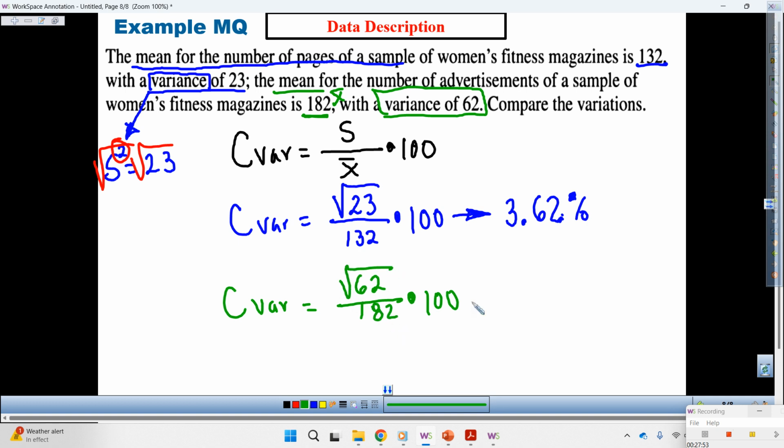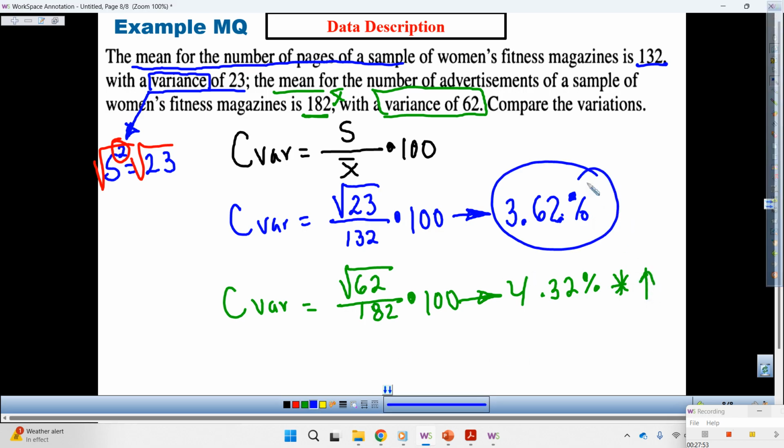Square root of 62. So what did you get for the percentage for this? 12.32? 4.32. Okay. 4.32%. So obviously this is the one with more variation. And again, which one's the stable one, everyone? This one. More stable. Even though they're pretty close, that little extra variation still makes a difference.